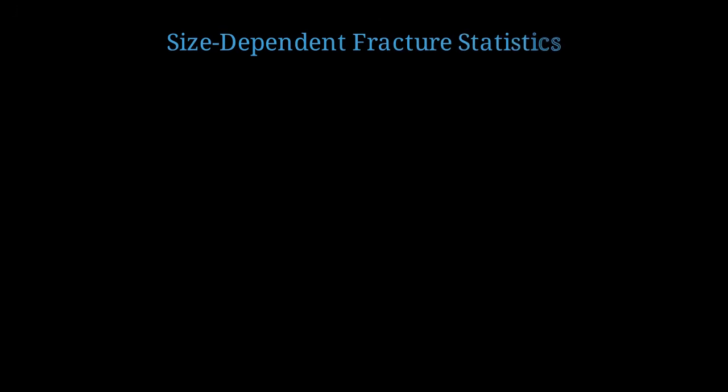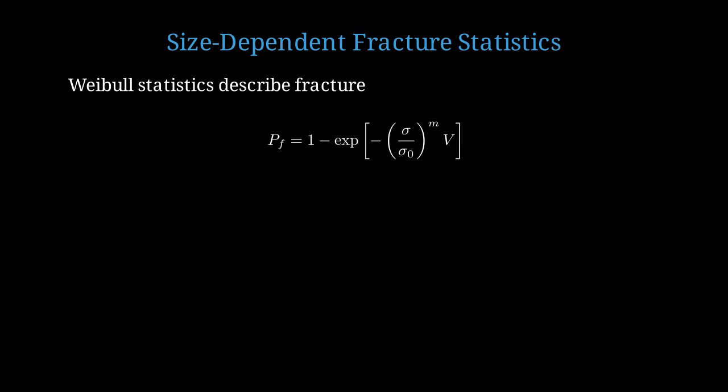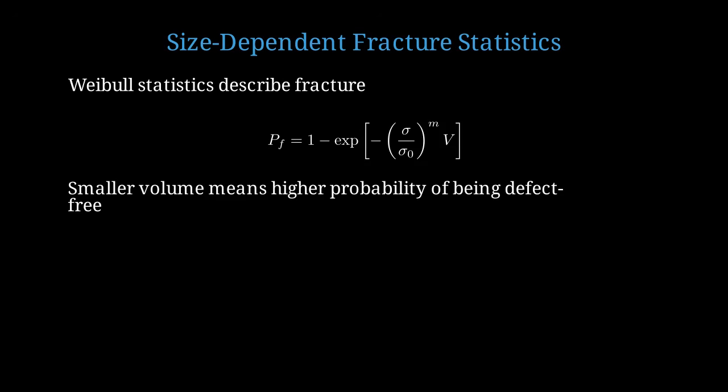There is another fascinating aspect. Fracture statistics become size-dependent at the nanoscale. Fracture strength in materials typically follows Weibull statistics, a probability distribution reflecting the weakest link principle. Failure probability P sub f equals 1 minus exponential of negative sigma over sigma 0 to the power m times volume V. As volume V decreases, the probability of containing a critical defect decreases.